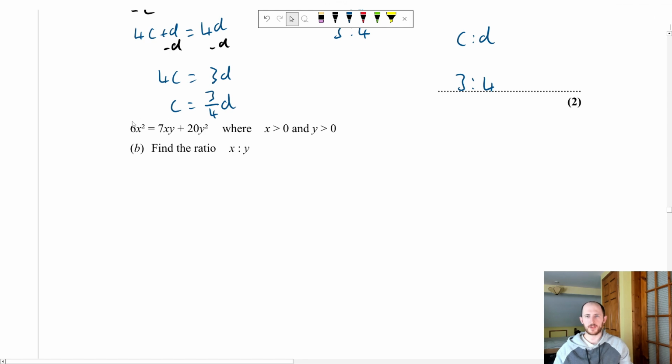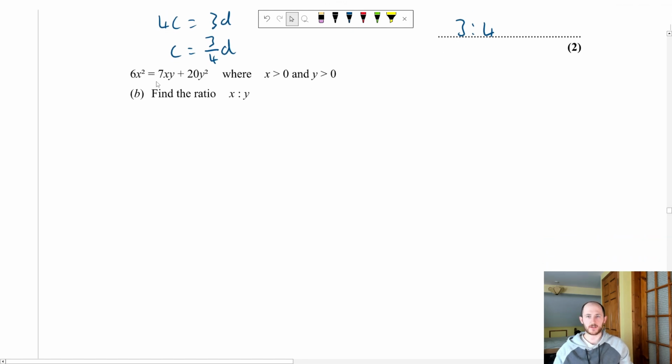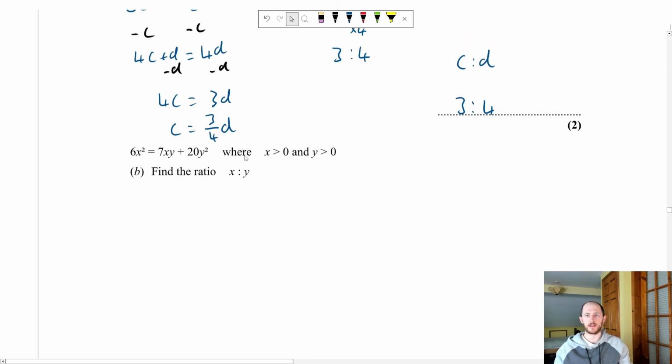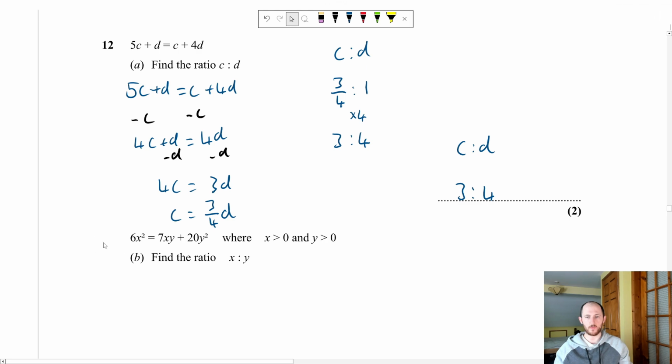So let's move on to this handsome looking equation right here. We have 6x squared equals 7xy plus 20y squared, where x and y are both bigger than 0. Find the ratio of x to y. Now this seems a bit crazy because we can't really get x's on one side and y's on the other because there's an xy term, a kind of hybrid term in the middle. So what can we do? Well, we also have squared terms as well, which is a bit tricky.